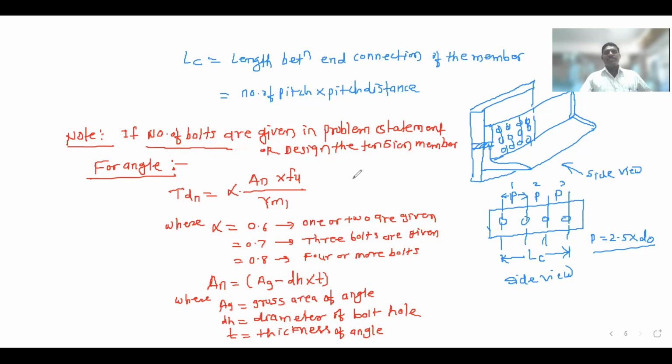Okay, so this is your design strength due to rupture of critical section. Got it everyone? Yes, sir. Okay, so two strengths are done.